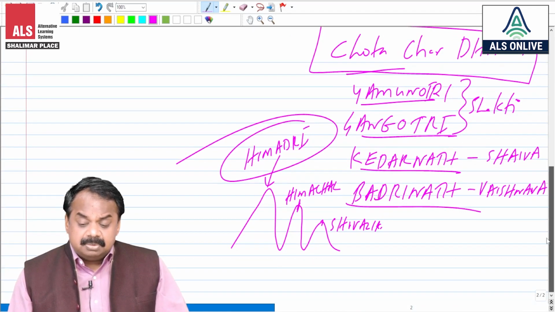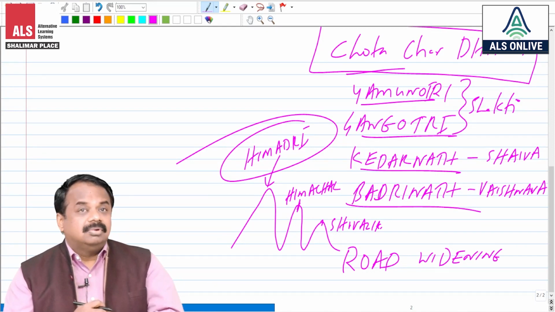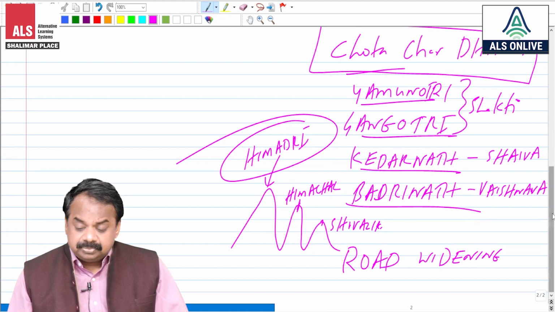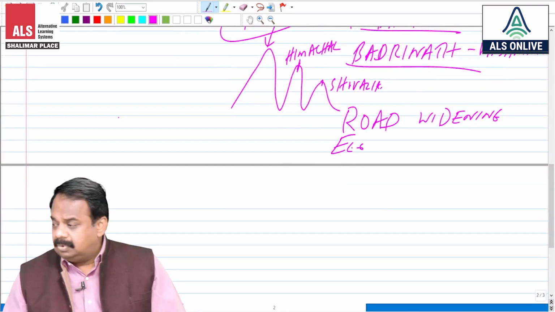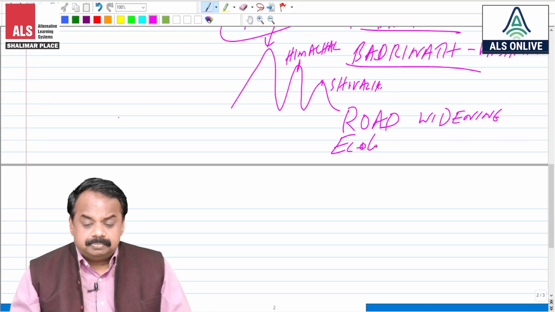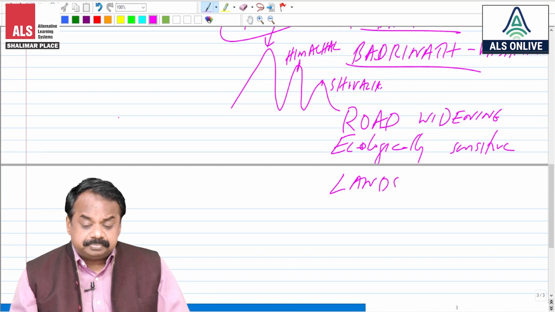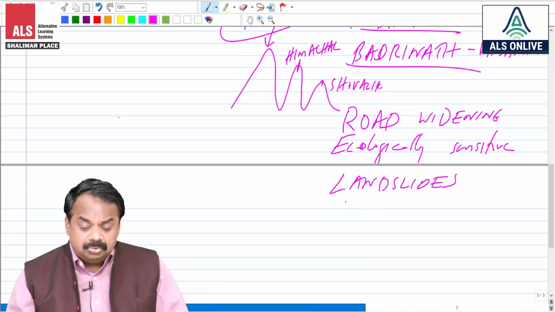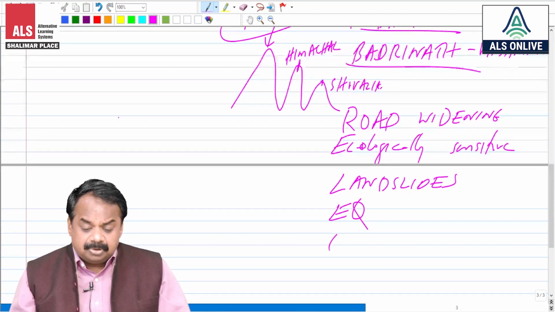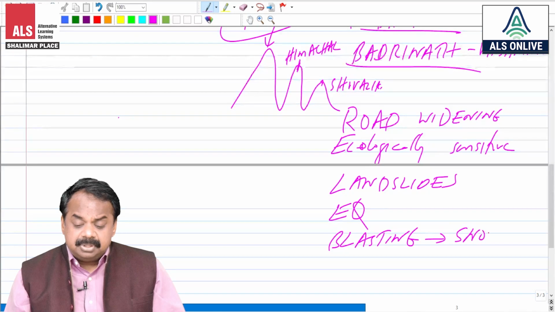So, this Char-Dham project is about a road widening project. Now, we want to have a very smooth road to the Char-Dhams, that is our aim. But it is passing through ecologically very sensitive regions, as well as regions very prone to landslides. It is also prone to earthquakes. And when you have so much rock blasting for the road widening, it can create cracks, landslides, even snow slides.